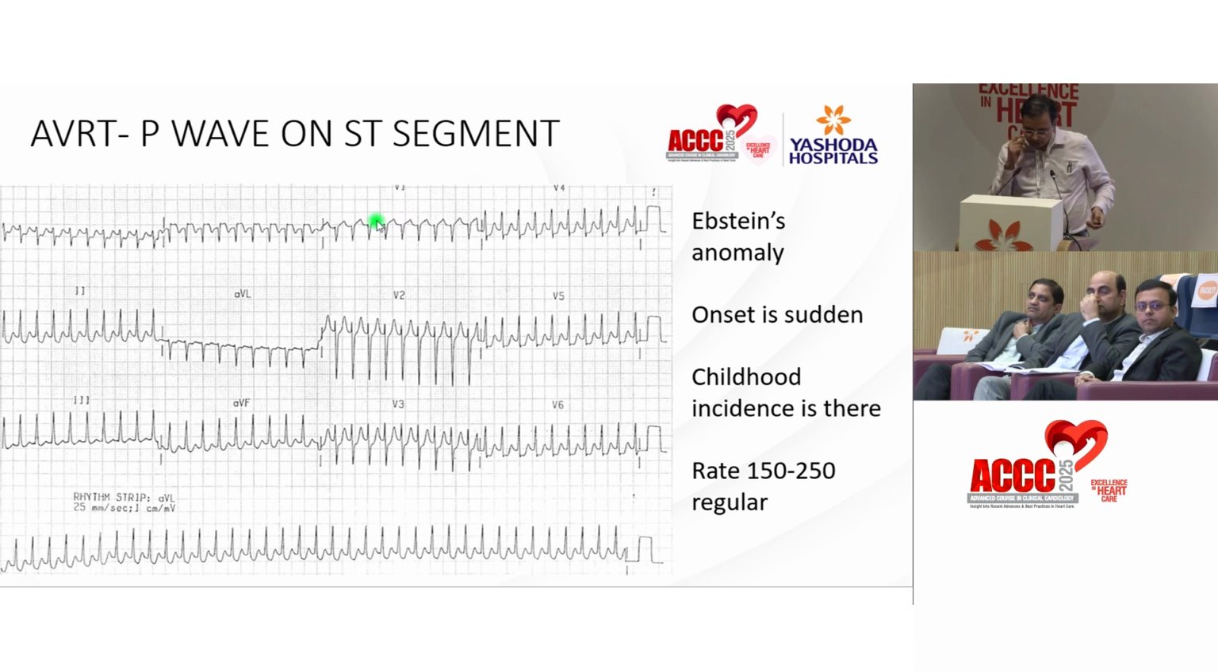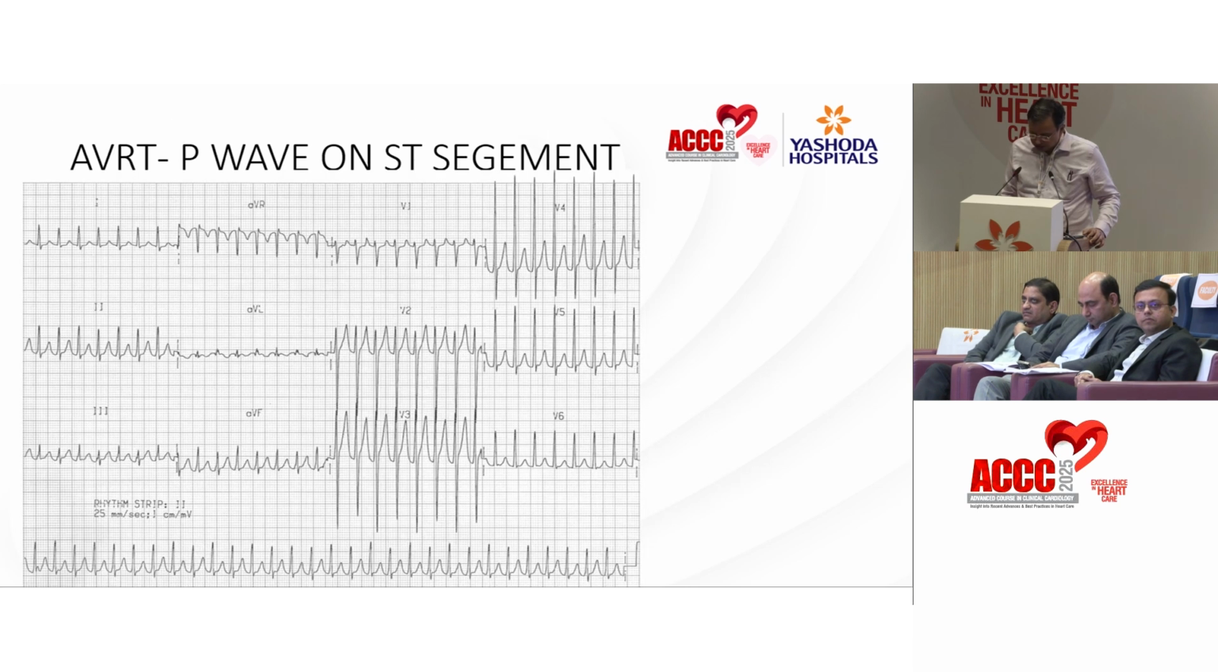So that differentiates an AVNRT from AVRT. It's not always possible, but there is some association. AVNRT is usually not associated with any congenital anomaly, but AVRT is associated with Ebstein's anomaly. The onset is sudden, and there is childhood incidence. In fact, the tachycardia rates can sometimes be quite extreme. It's also a regular tachycardia with a rate of 150 to 200.